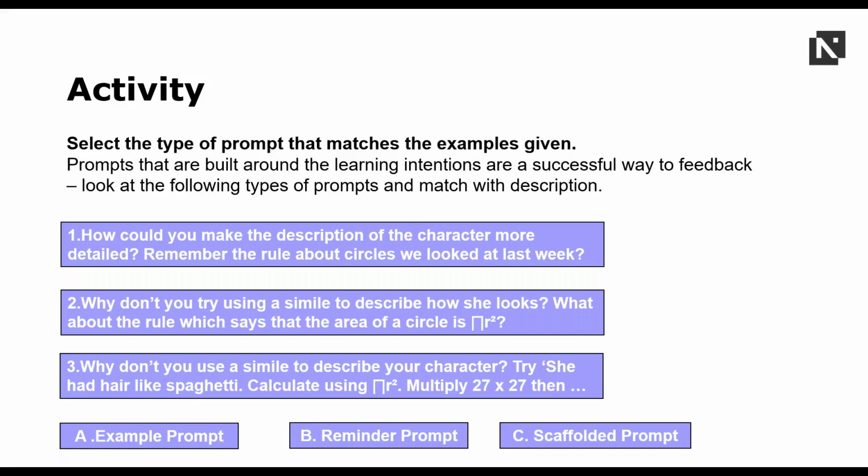So next we're going to have a look at this activity. What I would like you to do is match up the prompt with the example on the screen. You may wish to pause the recording if you're listening to the recorded version. For example, if you think number 1 is a reminder prompt, you would write 1B. I'll give you a few moments to have a look at those three.